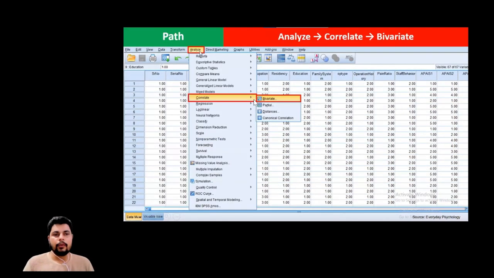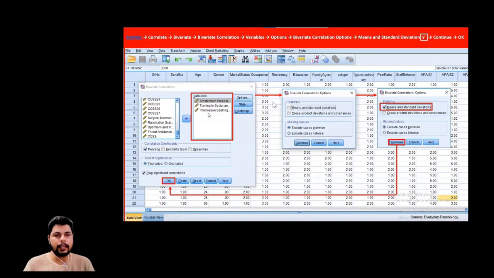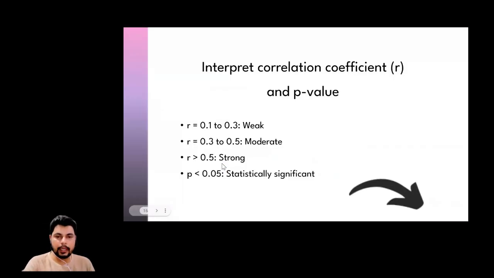Again, we go to Analyze, then Correlate, and then Bivariate. After going to Bivariate, we click and it opens a new dialog box. We put our variables there, and then we click on Options and we need the mean and standard deviation, Continue, and then click OK. When we click OK, we get the results.